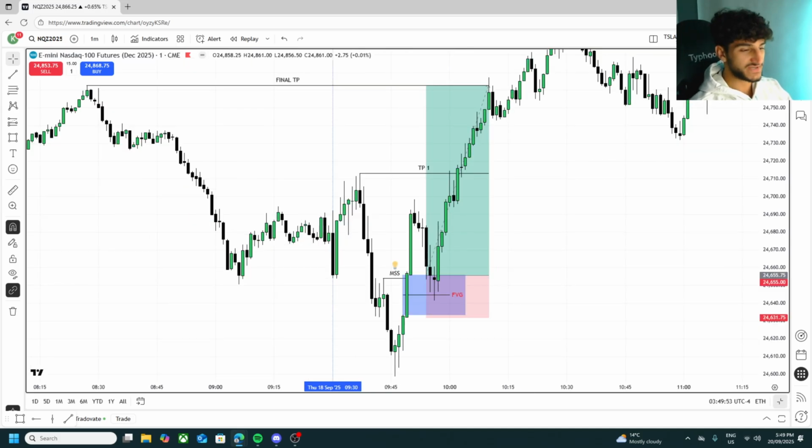So there you have it, guys, the ICT silver bullet model right in front of you guys. Now, if you guys do got any questions, please let me know in the comments down below, and I'll be sure to answer them and get back to you within the next 24 hours or less.